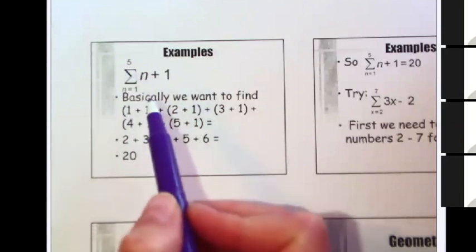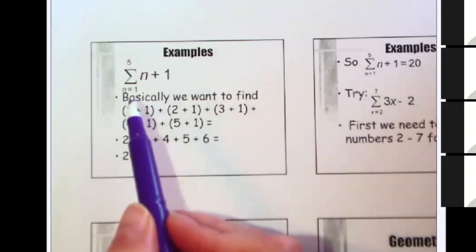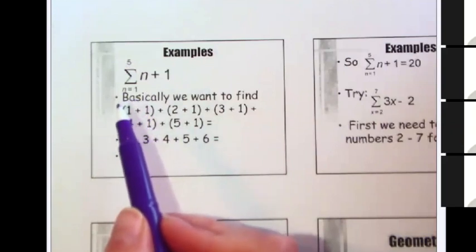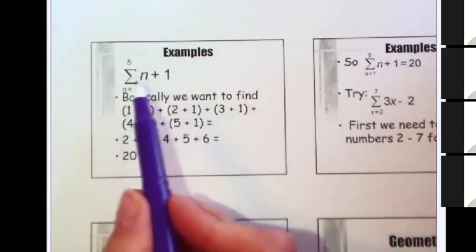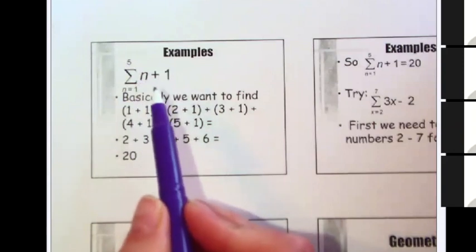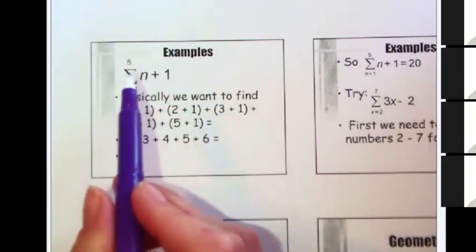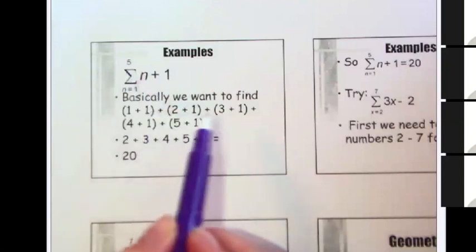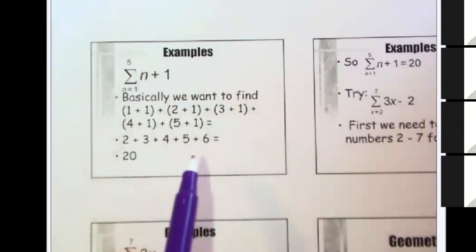And the pattern I'm looking at is n plus 1. So if I plug in everything between 1 and 5, if I plug in 1 here, it's going to be 1 plus 1. If I plug in 2 here, it's going to be 2 plus 1. If I plug in 3 here, it's going to be 3 plus 1. See this pattern? And then the sigma sign means I add all of those outcomes together. So basically, this is just 2 plus 3 plus 4 plus 5 plus 6.